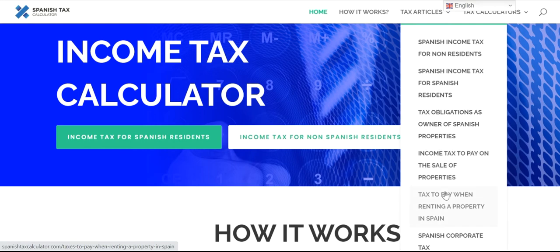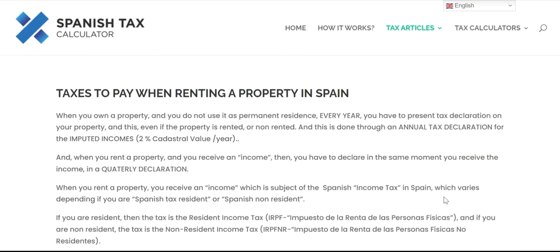In a separate tutorial, we have talked about how to declare taxes in Spain as a resident. We explained that when you are resident in Spain, you have to declare rents coming from Spanish properties in the general income tax return, the yearly declaration that is done every year.